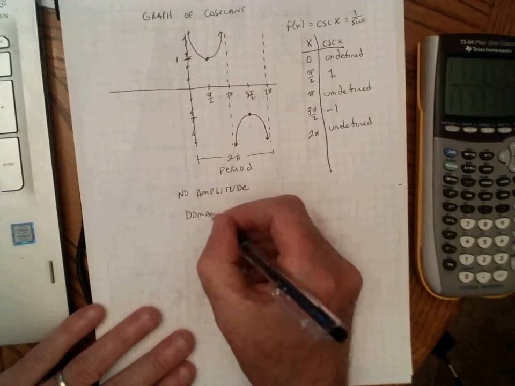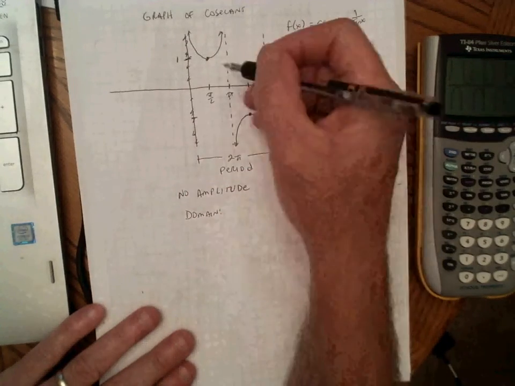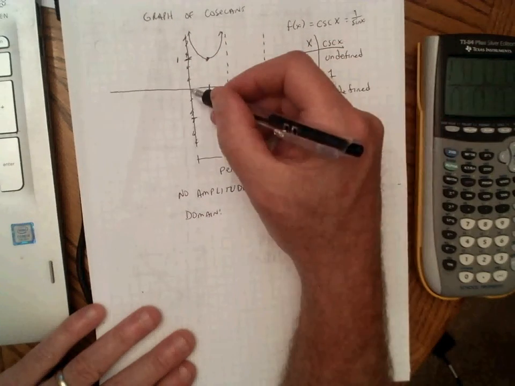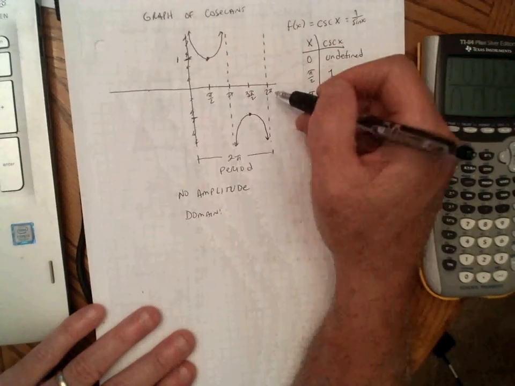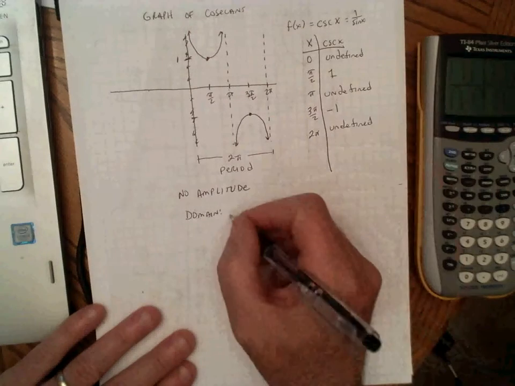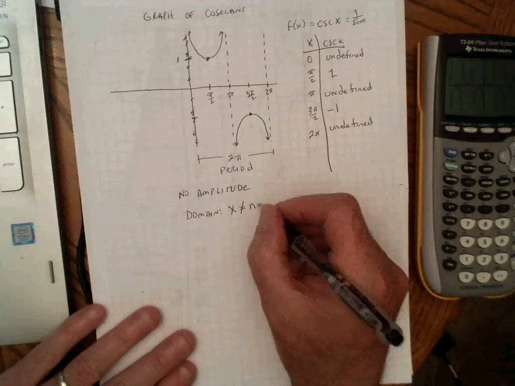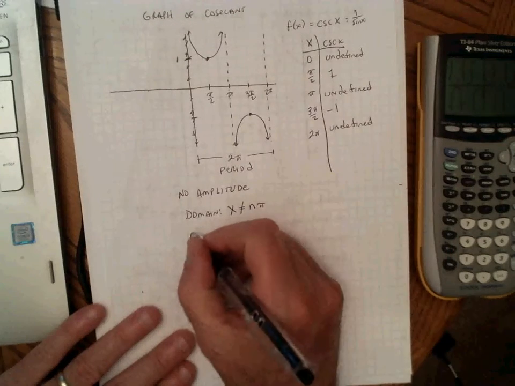The domain this time is all real numbers except 0 pi, 1 pi, 2 pi. If we went back this way, it would be negative 1 pi, negative 2 pi, 3 pi, 4 pi, 5 pi. So we have to take out from the real numbers all real numbers except for multiples of pi.